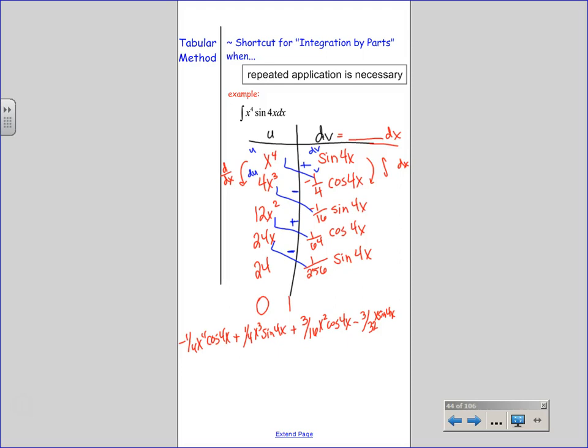We would have needed to go to, and I know it's annoying because there's a 0 there, but remember, you pass over the next guy in the du progression. So technically there was one more, which would bring us to 1 over 1024. Negative cosine of 4x.